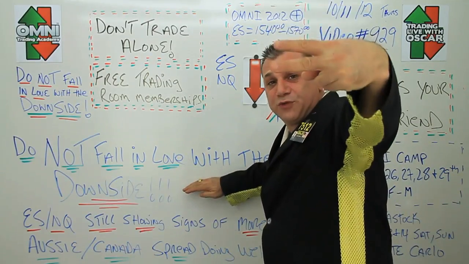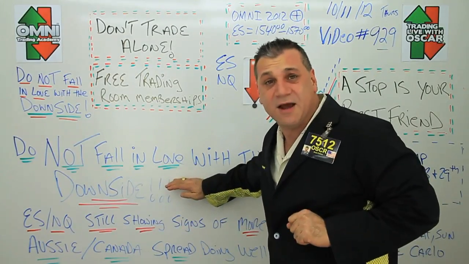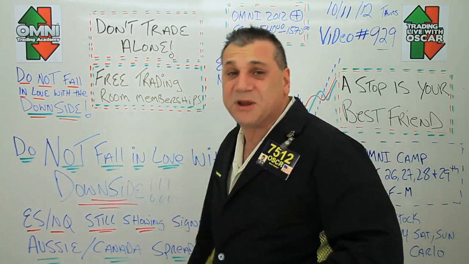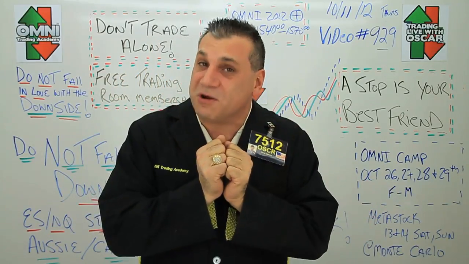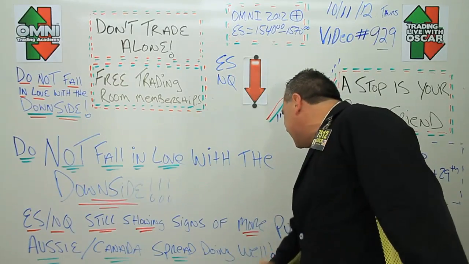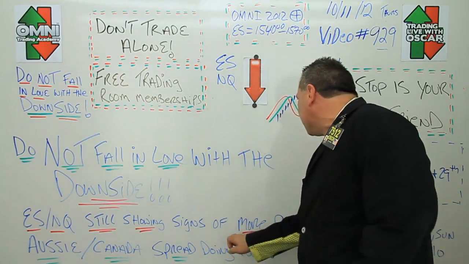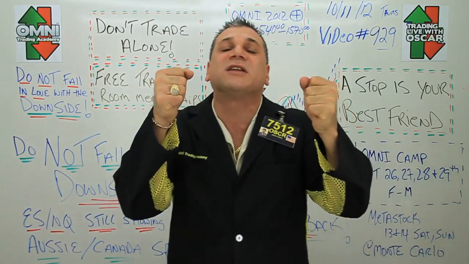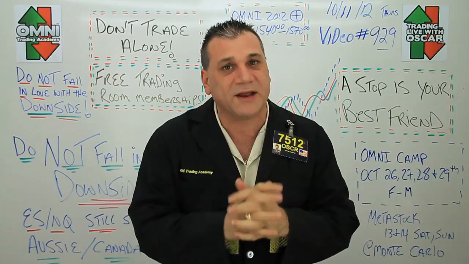All right, so on the board for trading on October 11th, I am here to tell you right now two things. One, do not fall in love with the downside in the emini S&P and the Nasdaq. Yes, we think it's going to go down, but for a very short period of time. So, do not fall in love with the downside. The second thing about the emini S&P is it is still showing signs of a little bit more pullback, and it looks like it wants to move lower again, at least for the first half of trading Thursday.